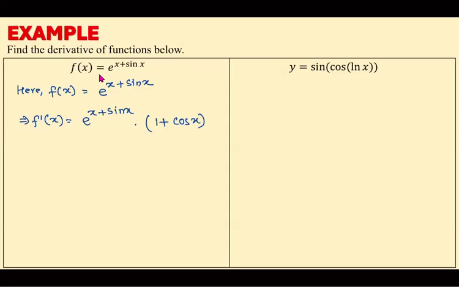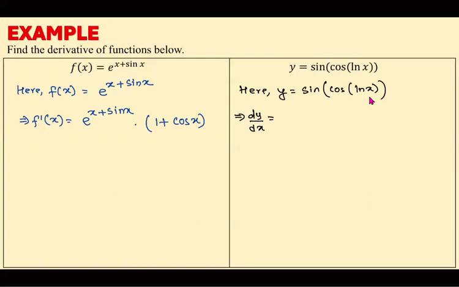Now let's work on the last example for this video. Here we have y equal to sine of cosine of natural log x. This is also a composite function, but a combination of three functions. The outermost function is sine, then the middle function is cosine, then natural log. Let's see how we use the chain rule. So dy over dx is equal to, first you take the derivative of the outermost function, keeping everything inside the same.